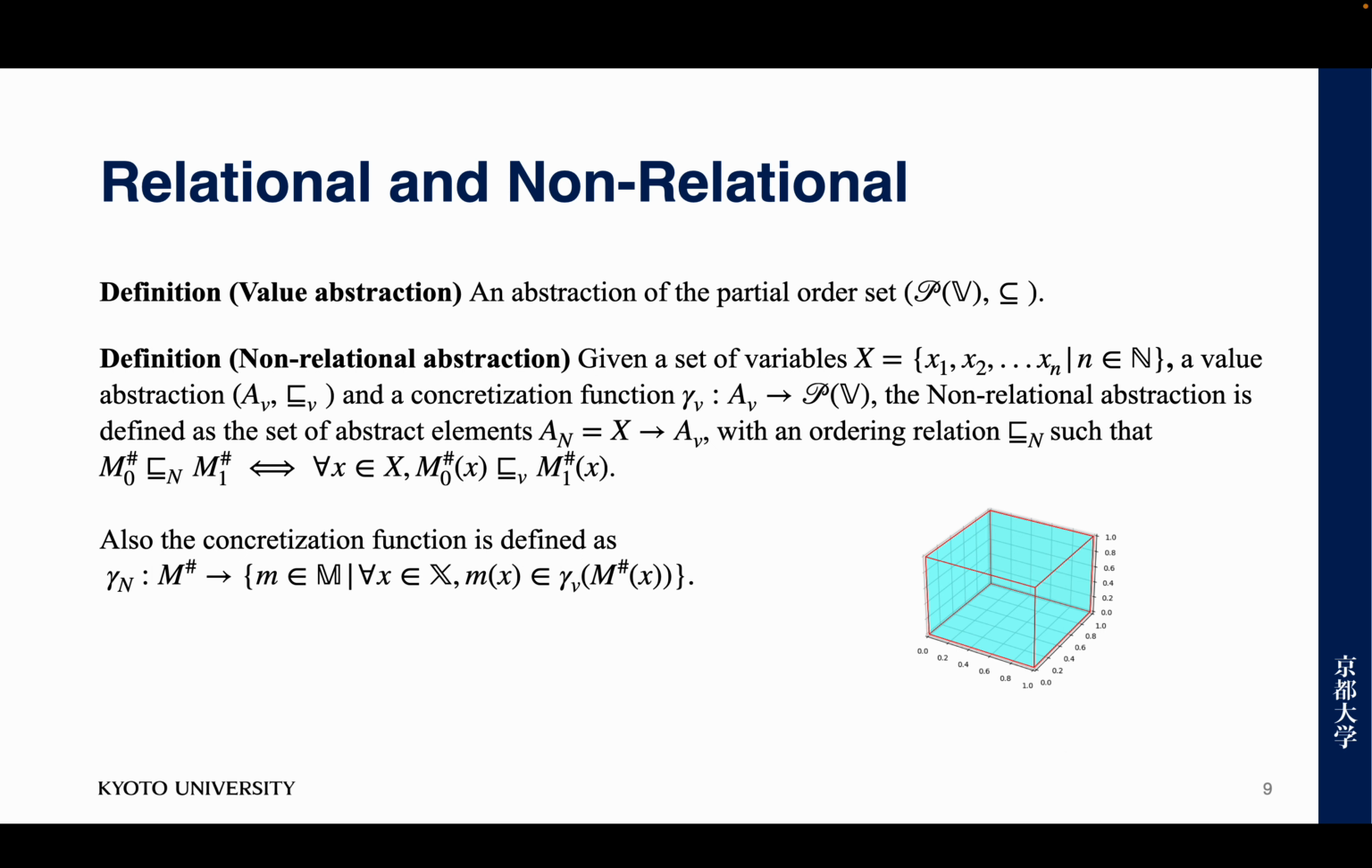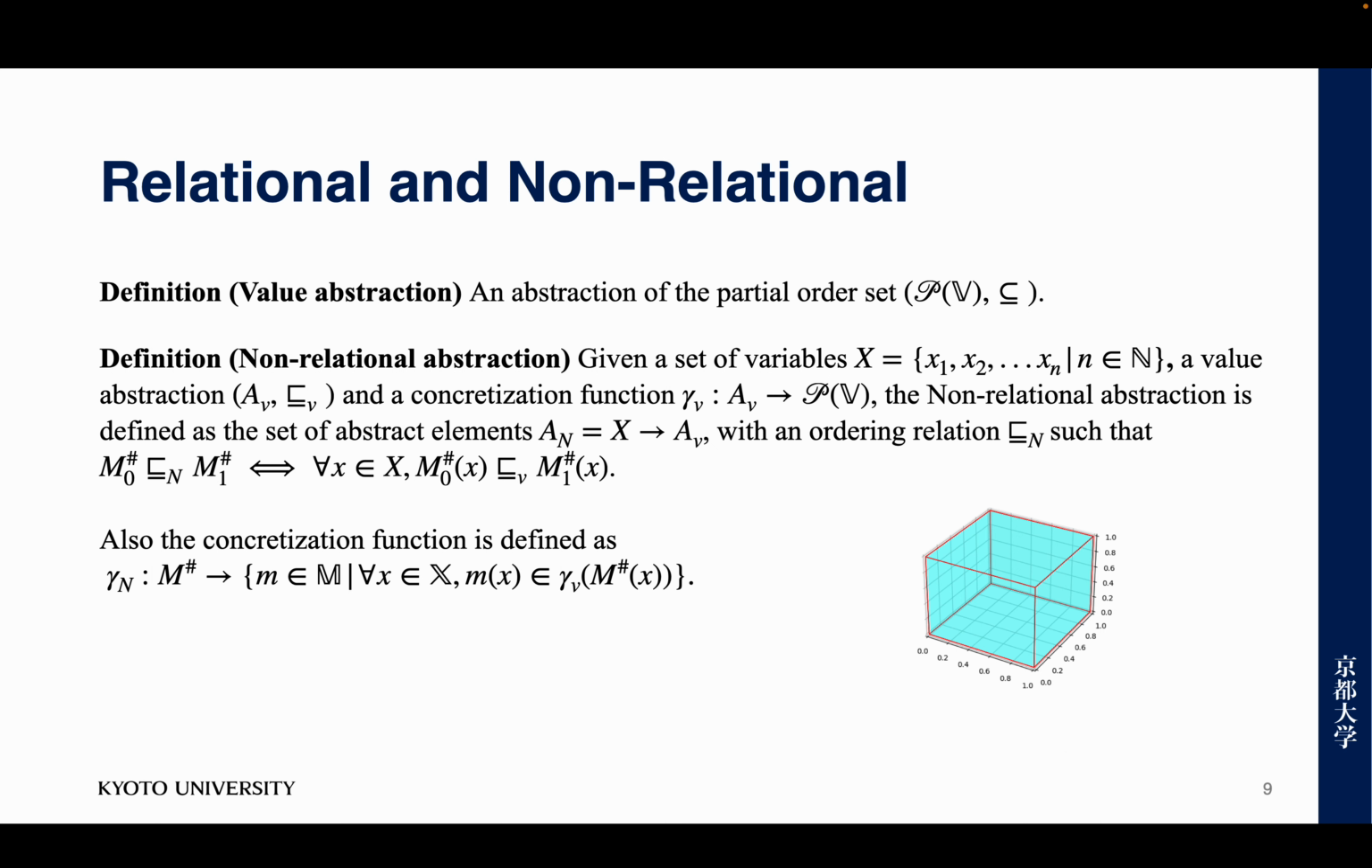Finally, I would like to introduce relational and non-relational abstraction. I will walk through some examples as well. First, let's define what value abstraction is. Given a value space, the value abstraction is an abstraction of the partial order set defined as a power set of the value space, and the subset as the ordering relation.